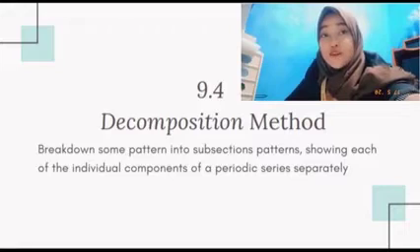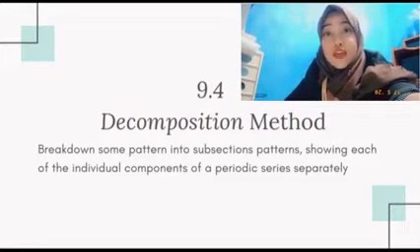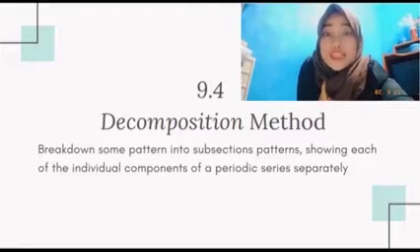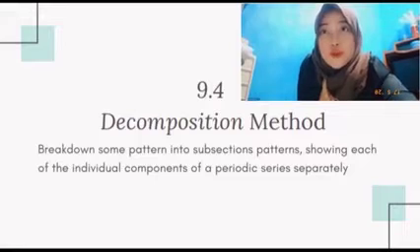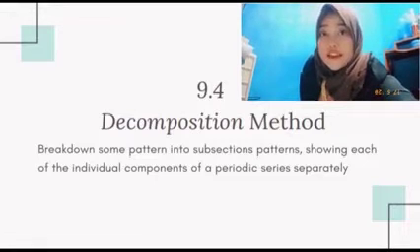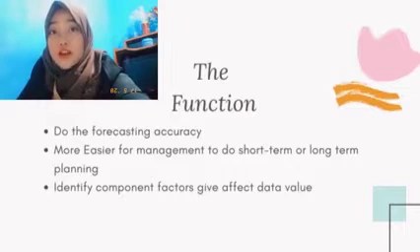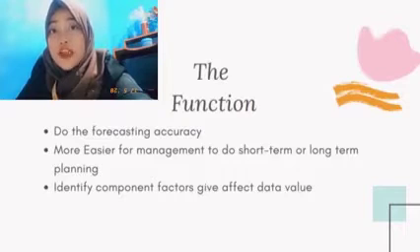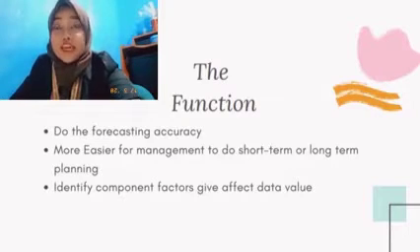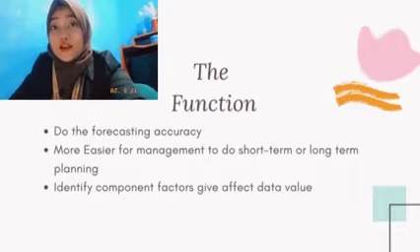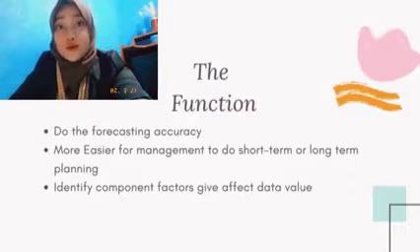The definition of the decomposition method is the breaking down of a pattern into pattern sections that show each component of the periodic series separately. Each component is identified separately. The projection from each of them can be combined to produce the future prediction based on periodic data. The decomposition method is useful for increasing the accuracy of data and enhancing the comprehension of data array behavior. It is also easier for management to do short-term or long-term planning, because without planning, the success of management will not come.